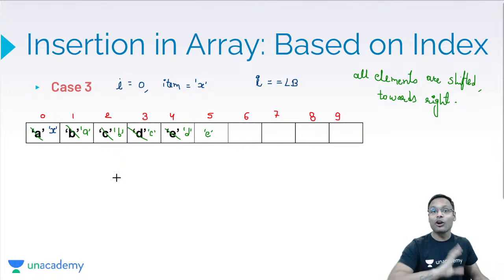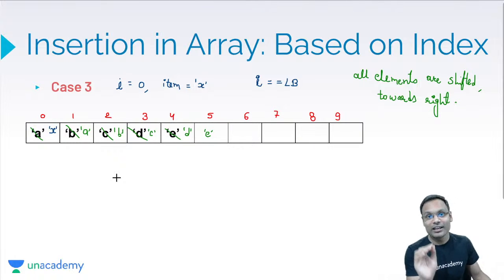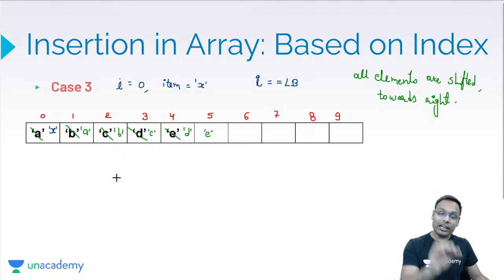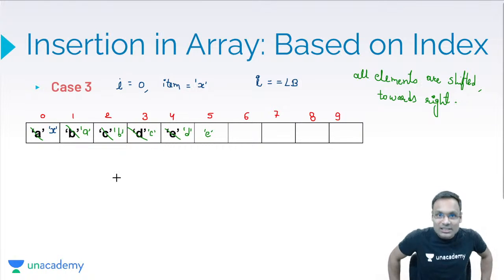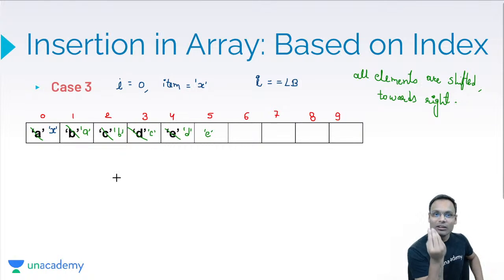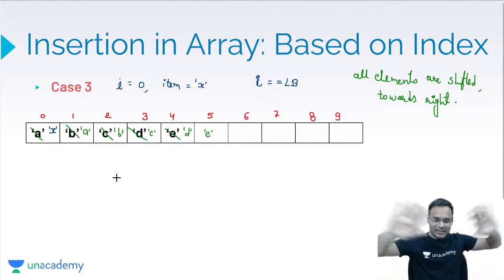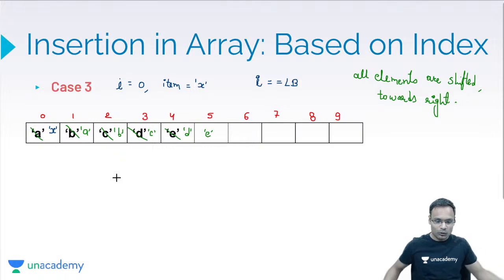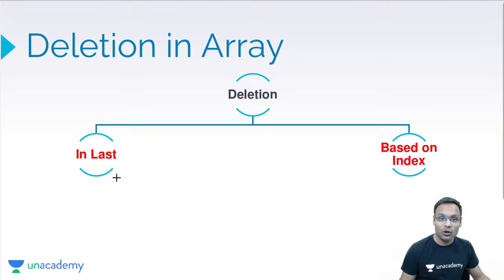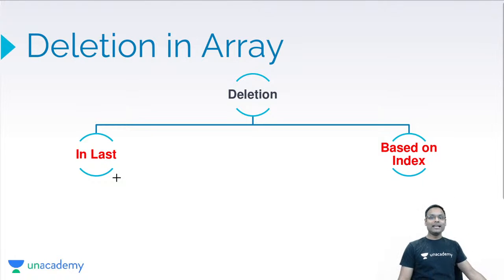In that case, complexity will become n. But big O of n, not theta of n. Why? Because every time you are not performing n operations. If every time you perform n operations, it is theta of n complexity. If you say maximum n operations, sometimes less than that, sometimes even one operation, then it is big O of n complexity. I hope everybody is clear about this. Quickly confirm. Everybody clear about this? Then we will go for deletion.